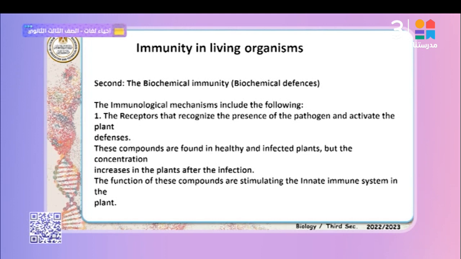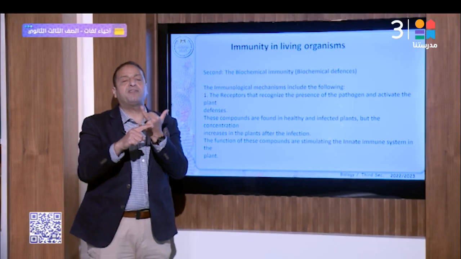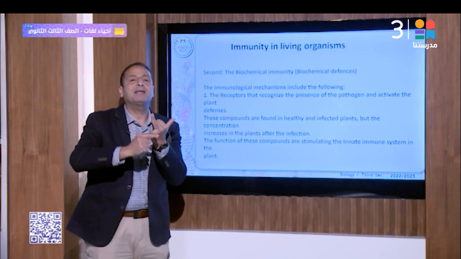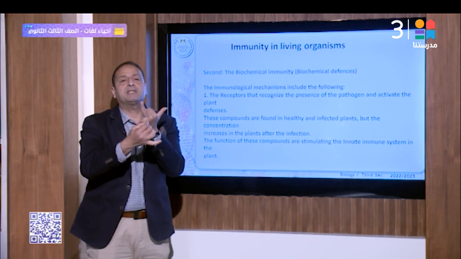Another type of immunity is called biochemical immunity. What is the meaning of biochemical immunity? When the plant is exposed to an invading microbe or pathogen, it secretes a specific type of chemical substance to protect itself from this microbe and pathogen. Biochemical immunity, number one, receptors that recognize the microbe and the pathogen, found before the infection and increasing after the infection, found in both healthy and infected plants. Number one, receptors.